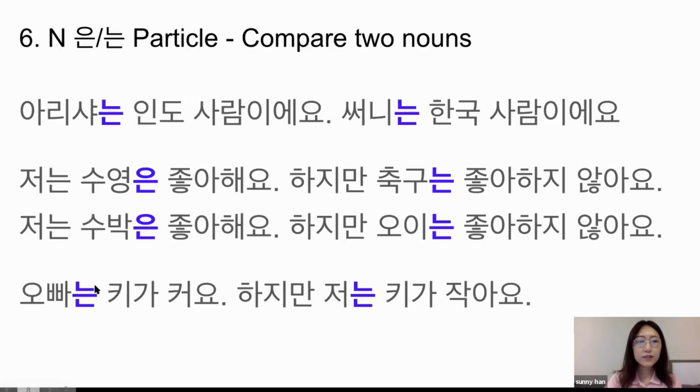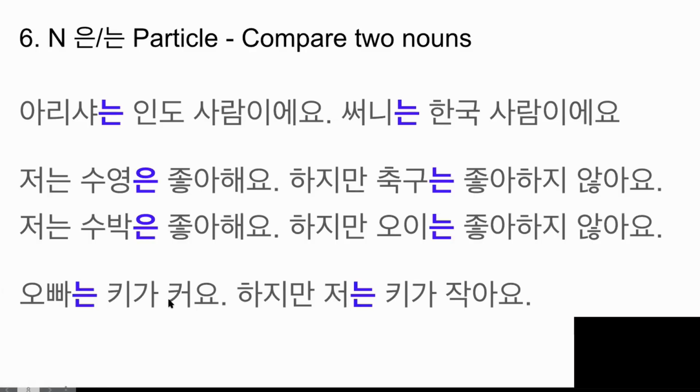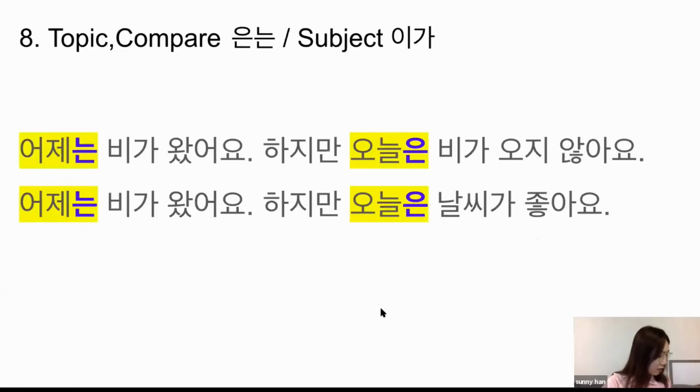Okay? So, 오빠는 키가 커요. 하지만 저는 키가 작아요. 오빠는 키가 커요. 하지만 저는 키가 작아요. Good. Okay?